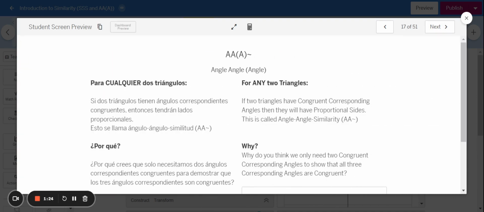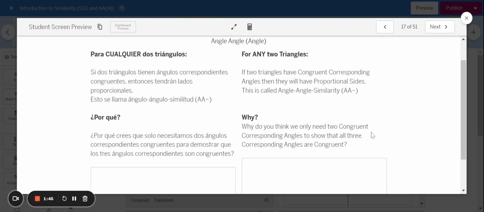So with the angles, if you're checking the angles, this is called angle-angle similarity. Angle-angle similarity, AA with a squiggly afterwards. You can see that down here. The rule is if 2 triangles have congruent corresponding angles, then they will have proportional sides. The question is, why do you think that we only need 2 congruent corresponding angles to show that all 3 of them are congruent? I'm going to give you a moment to reflect on that and write down your response down here.